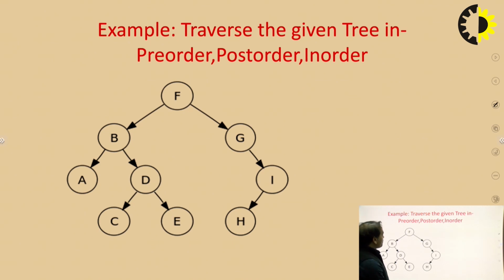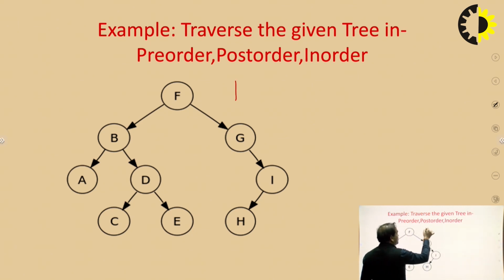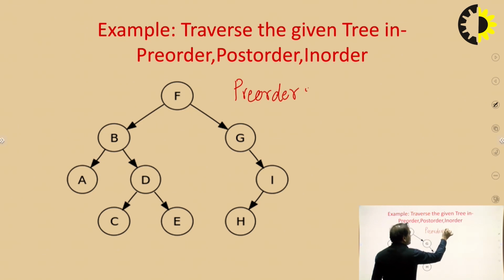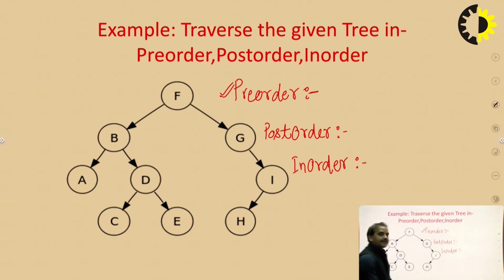This is an example. In this example, we want to find the tree traversal. That means we want to find the pre-order traversal, post-order traversal, and in-order traversal. First, we want to solve this question by using pre-order traversing.